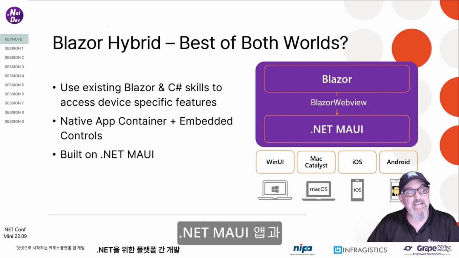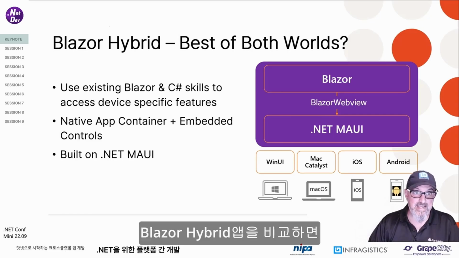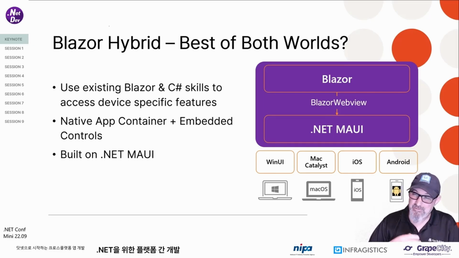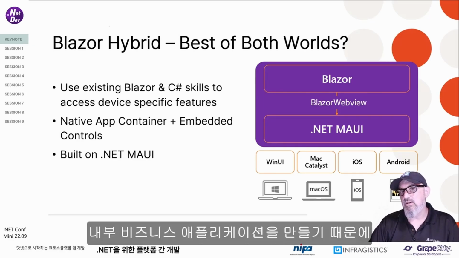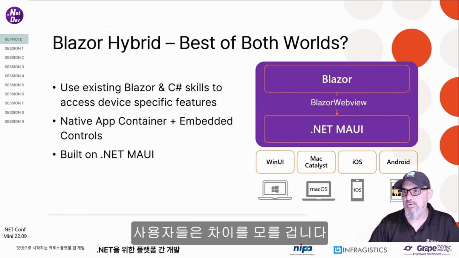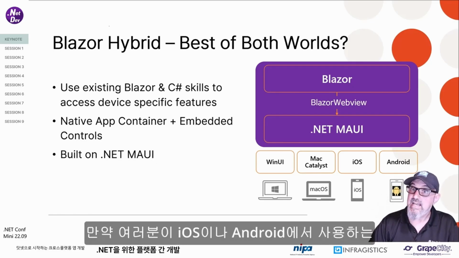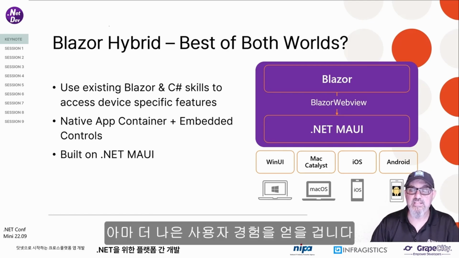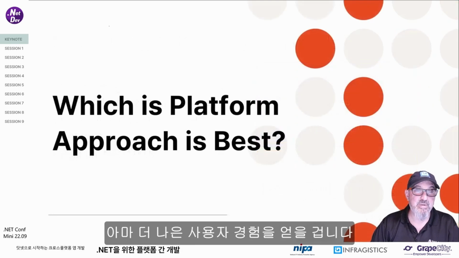I would say that if you compare a .NET MAUI and a Blazor Hybrid application, you might notice that the .NET MAUI application might look a little better. It might feel a little more native. But for the most part, since we write internal business applications, your users really won't know the difference. If you're writing that next very high-profile application for iOS or Android, I would highly recommend you stick with MAUI or Uno as your platform of choice because you will get that better user experience.